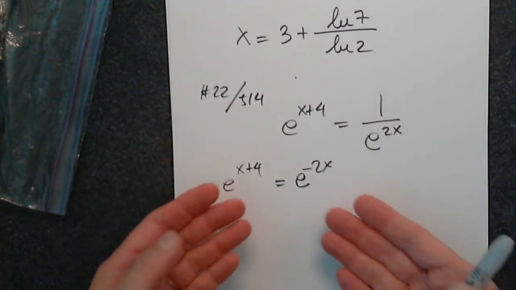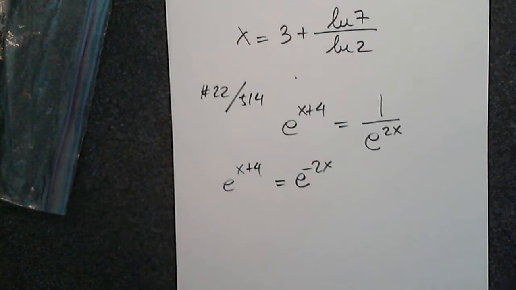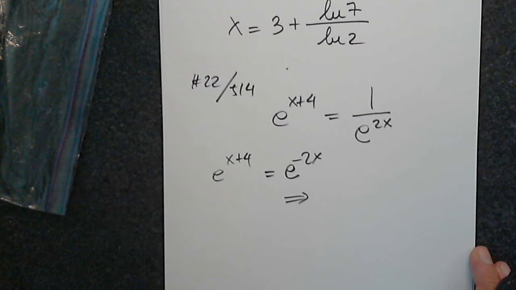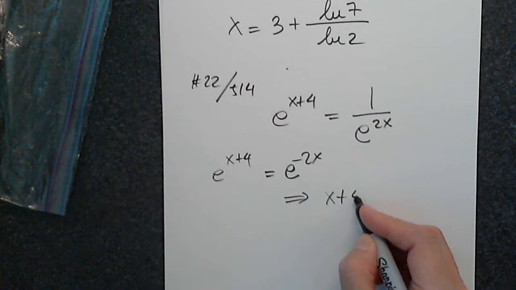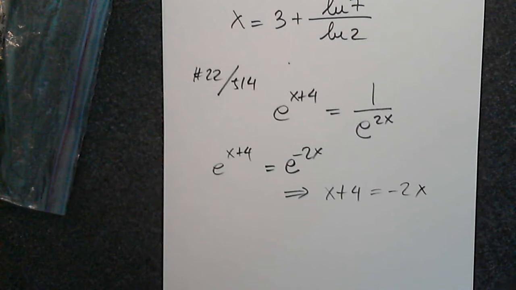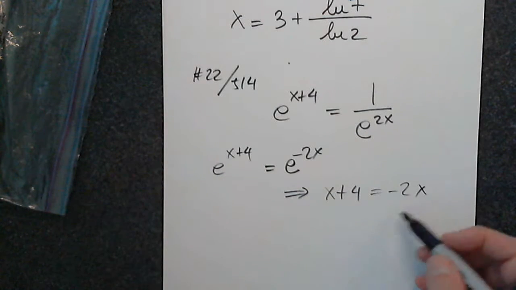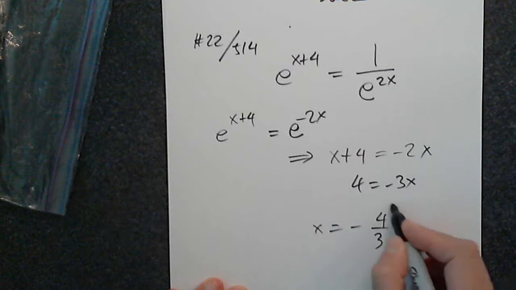So now I'm back to saying two numbers are equal and they have the same base. What has to happen? For sure. There's no other way. x plus 4 equals negative 2x. Exactly. Of course. So I move x, so I have 4 equals negative 3x, or x equals negative 4/3.